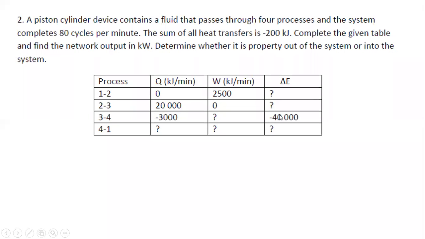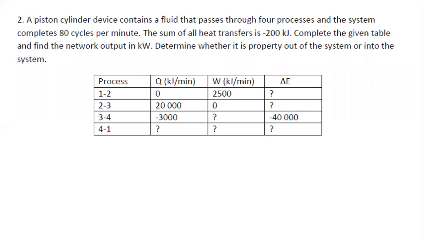Yes. We have a piston cylinder device that contains a fluid that passes through 4 processes, and the system completes 80 cycles per minute. The sum of all heat transfers is 80 kilojoules. Complete the given table and find the net work output in kilowatts. Determine whether it is work out of the system or into the system. This is a very complex and good question, and with this one we'll finish our lecture. Let's solve the question.